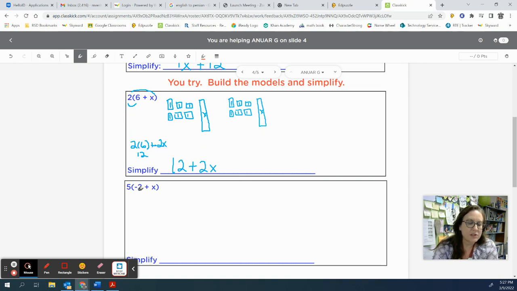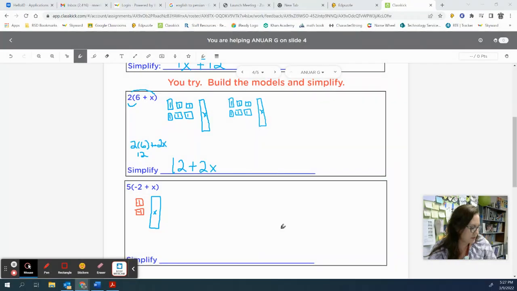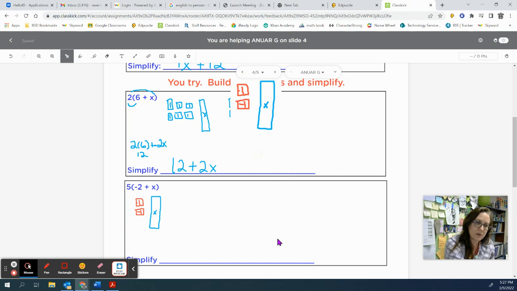Okay, here we go. So we're going to start with 2 negative ones. Negative 1, negative 1. And we have 1 positive x. Okay, so that's our grouping. We've got 2 negative 1s and we've got 1x. We need how many of these groups? Yeah, we need 5.